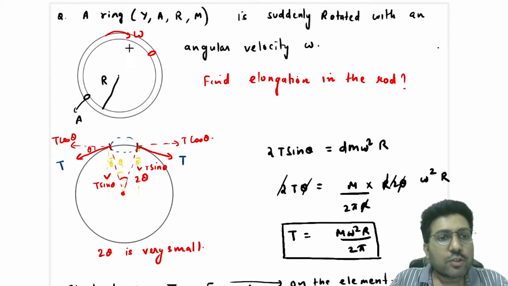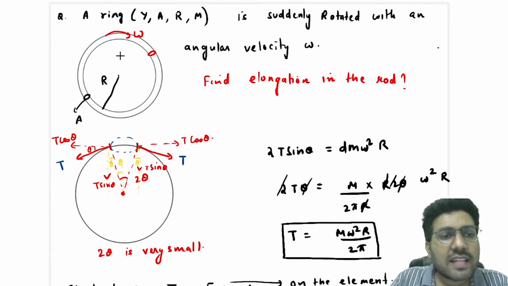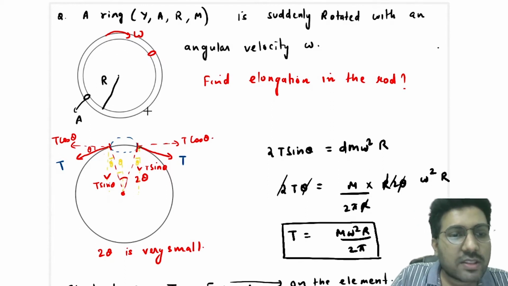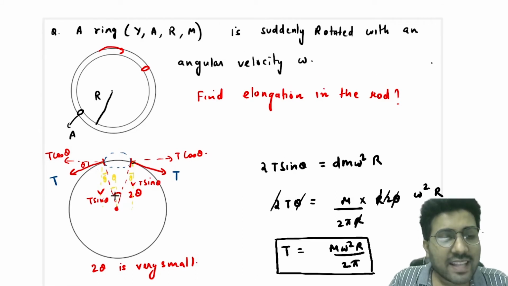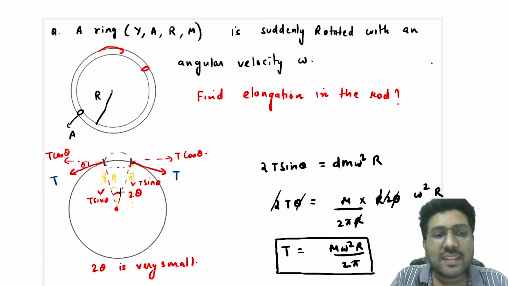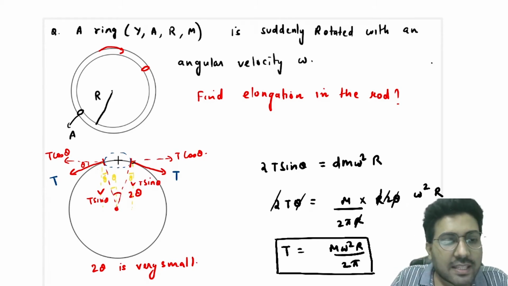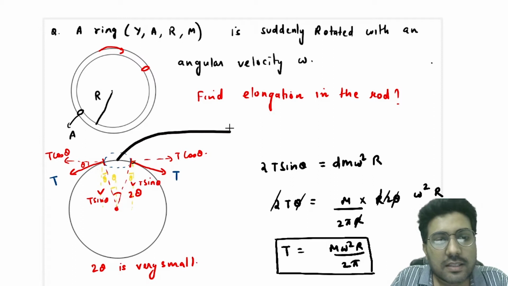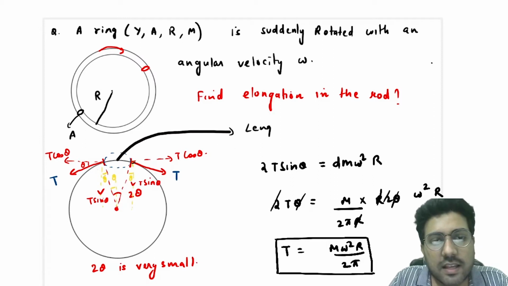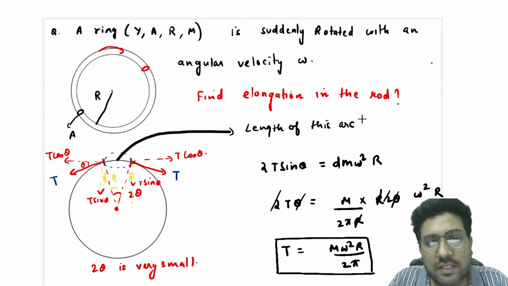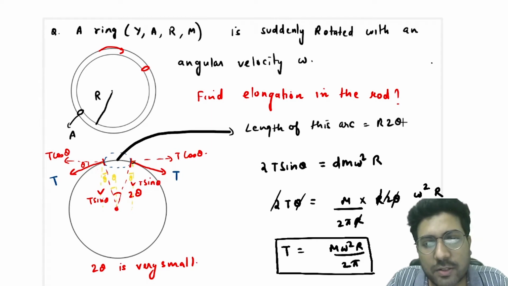Okay. So what we will do here is we will take a very small element on this ring which makes an angle 2 theta at the center. This theta is very small. We also know that the length of the arc is equal to r into theta, right? So if this angle is 2 theta, then the length of this arc is r into 2 theta. Okay. So the length of this arc is r multiplied by 2 theta.